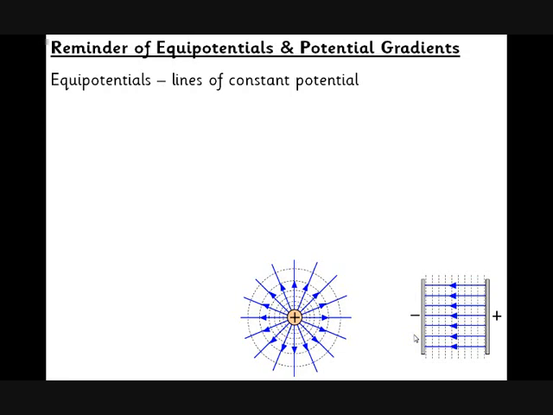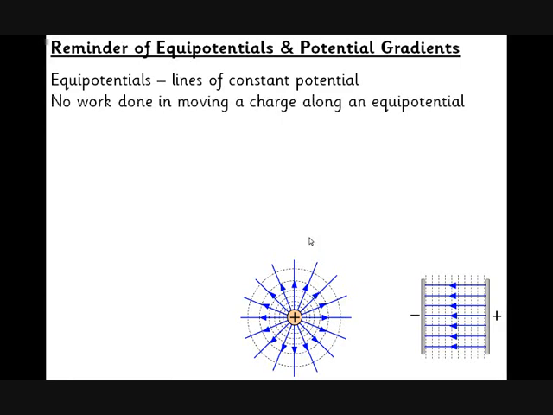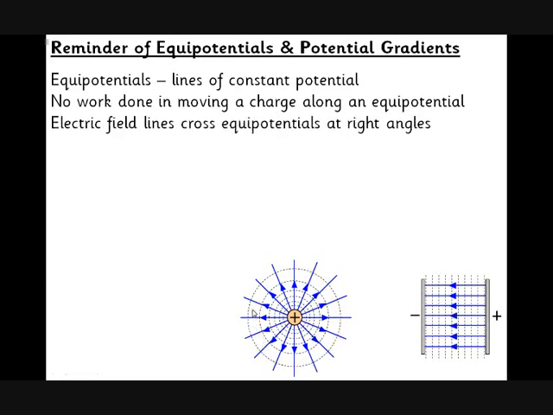Okay, a little quick reminder of equipotentials and potential gradients. Equipotentials, we said, were lines of constant potential. Hopefully now you'll know a little bit more of what we mean by a potential in a field. There's no work done if you move a charge along an equipotential. So in this diagram here, if I move the charge around this circle, then I am doing no work on that charge.